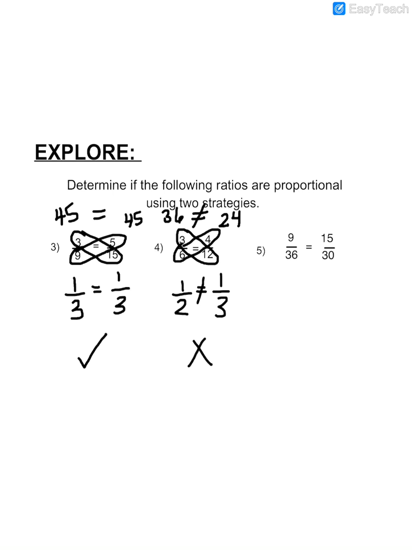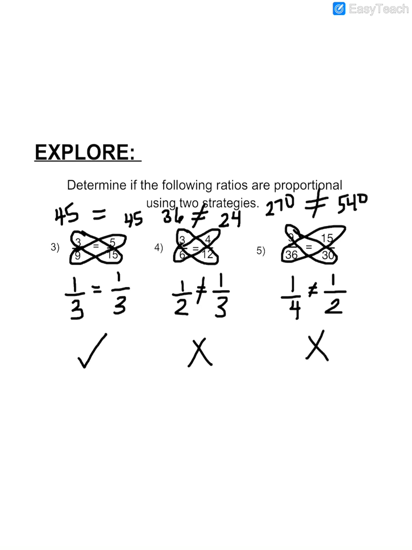And if I look at the last one, 9/36 reduces to 1/4. And 15/30 reduces to 1/2. So I know that again, these 2 ratios cannot be proportional. If I cross multiply, 9 times 30 is 270, and 36 times 15 is 540, so these are not proportional.